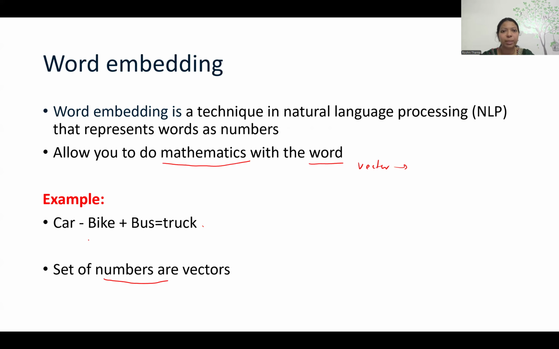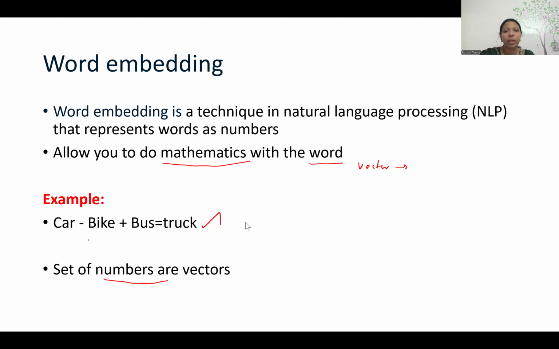So what kind of mathematics can we do? This is an example. Car minus bike will give a truck. So this kind of mathematics we can do. Car minus bike plus bus will be a truck. We'll see how this is possible and how we can do mathematics when we give word embedding.